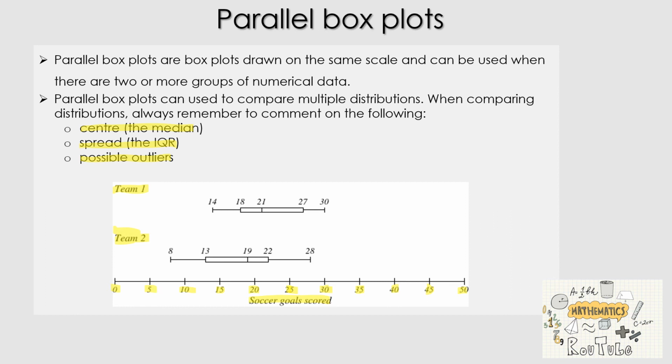And then of course we can compare things like medians. So the median for team 1 was 21 compared to 19 for team 2. We can talk about interquartile ranges we've spoken about, and we can compare possible outliers if there were, which there are not in this parallel box plot.